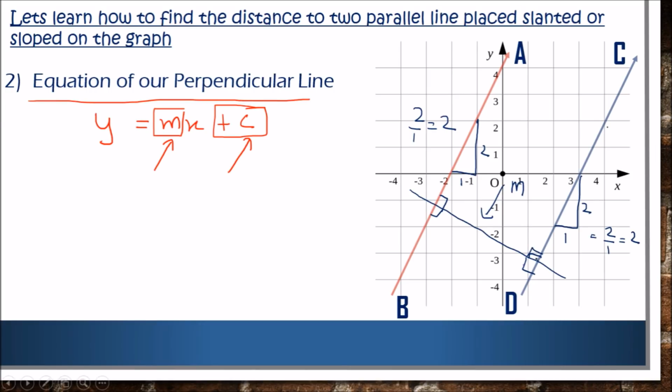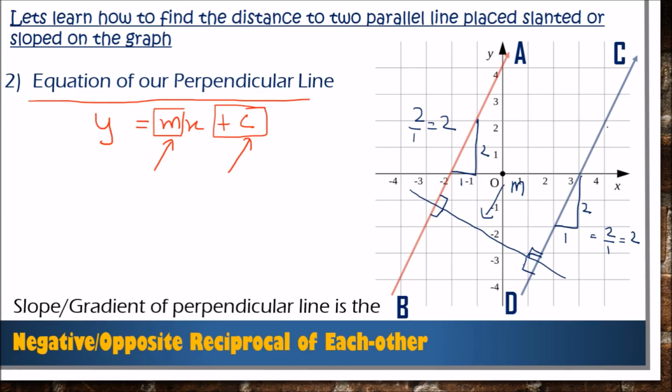So how do we find out the slope of this perpendicular line? Now this is where it gets a little bit complicated. It's time to learn the relationship between the slope of two perpendicular lines. The slope or gradient of two perpendicular lines is negative or opposite reciprocal of each other.